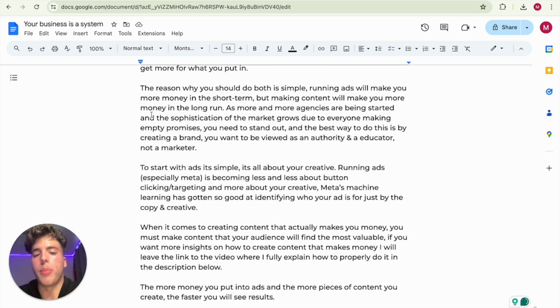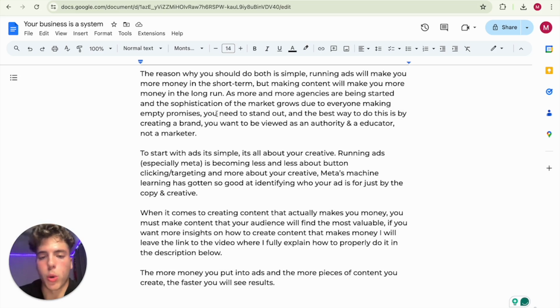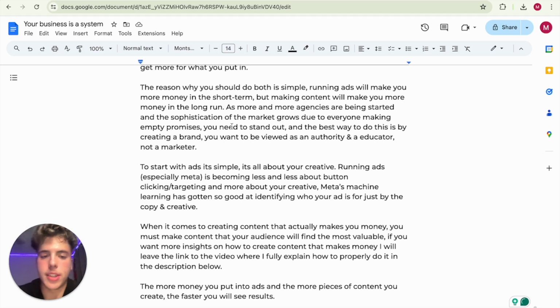The reason why you should do both is simple. Running ads will make you more money in the short term, but making content will make you more money in the long run. As more and more agencies are being started and the sophistication of the market grows due to everyone making empty promises, you need to stand out. And the best way to do this is by creating a brand. You want to be viewed as an authority and an educator, not just a marketer, not just a salesy marketer who's just trying to sell their person because they're always putting up ads.